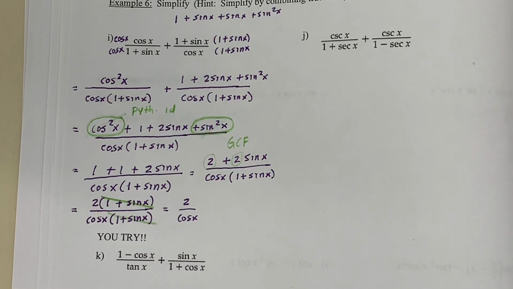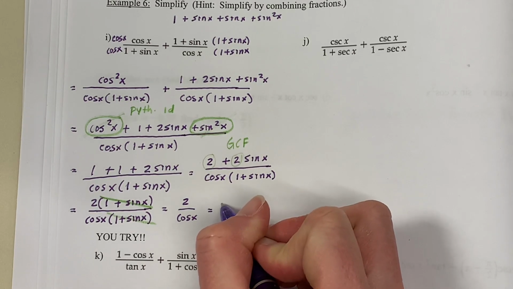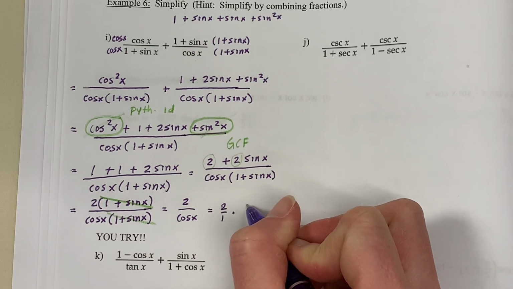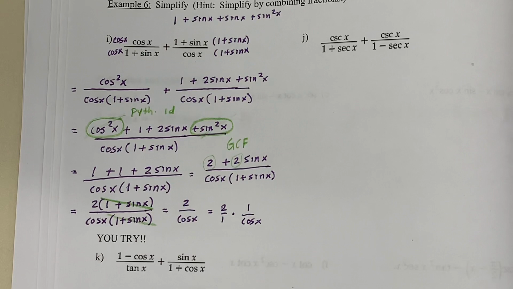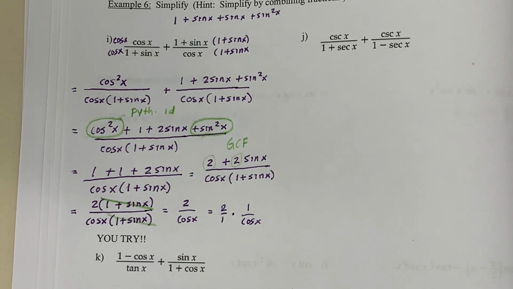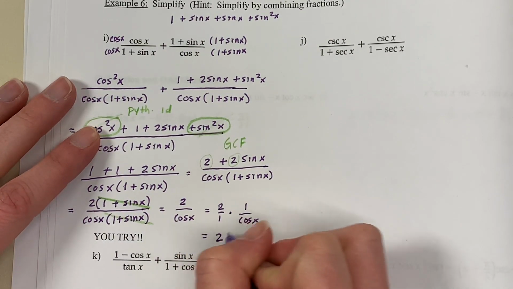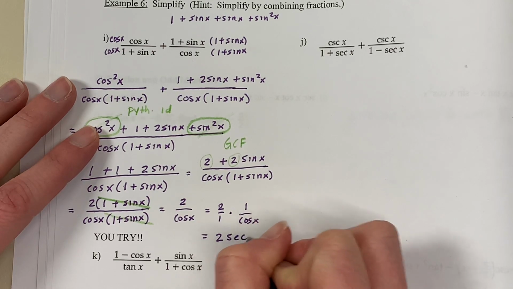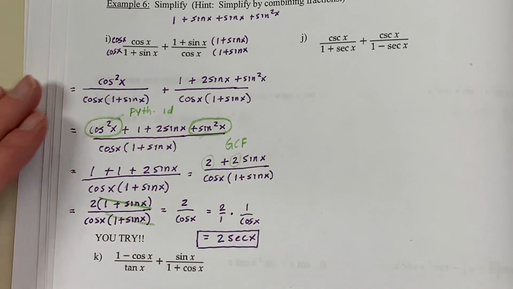I can break this fraction apart by breaking apart the numerator and denominator, and 2 is 2 over 1, and my cosine x in the denominator is 1 divided by cosine x. So what I did is I took my fraction and I broke it apart into 2 separate fractions. Now 2 divided by 1 is 2, and 1 divided by cosine x is its reciprocal, secant x. So my answer is 2 secant x.